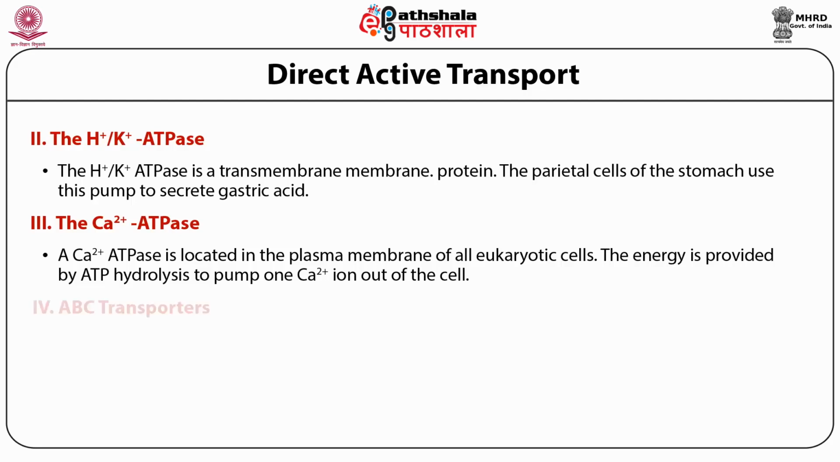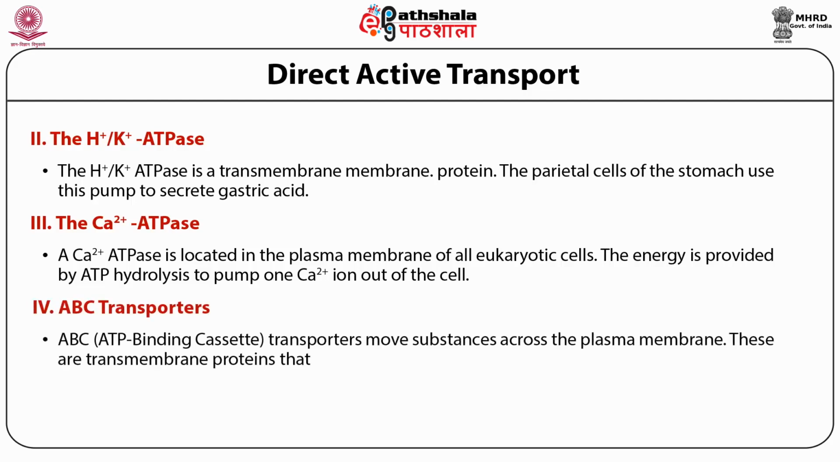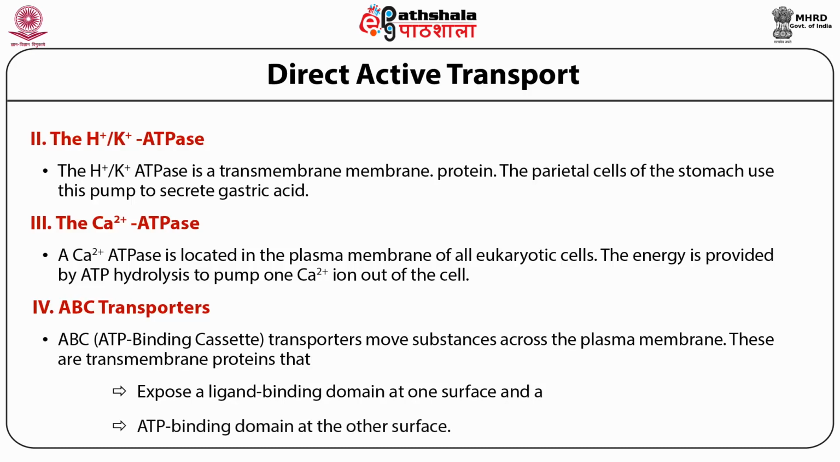The fourth type is the ABC transporter, also called the ATP binding cassette transporter. They move substances across the plasma membrane. These are transmembrane proteins that expose a ligand binding domain at one surface and an ATP binding domain at the other surface.